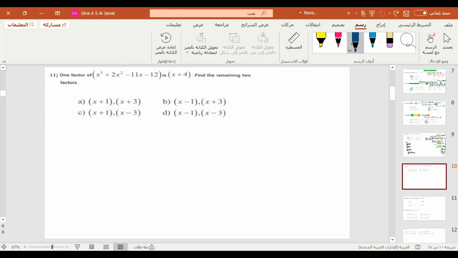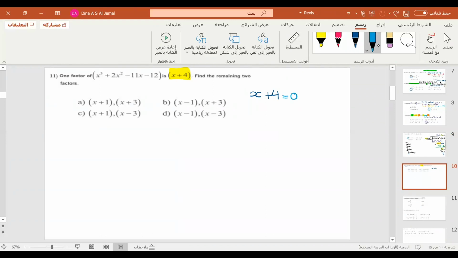First of all, synthetic division focuses on the factor. He gave you that you have a factor of x plus 4. So you have to equate this factor to 0 and get x alone, so it will be minus 4. Then you prepare your lines of the synthetic division. I have a video on synthetic division, so if you would like, you can watch it and remind yourself.